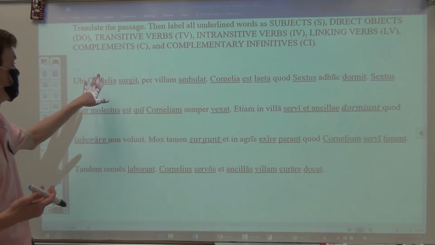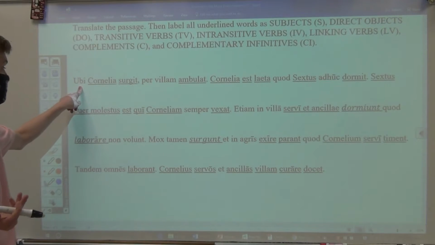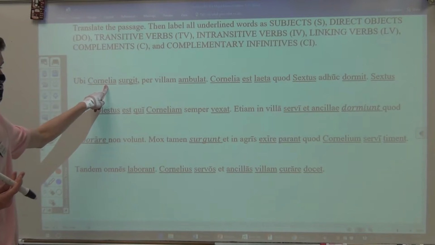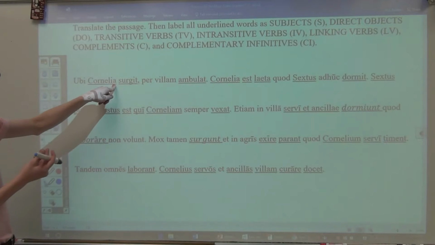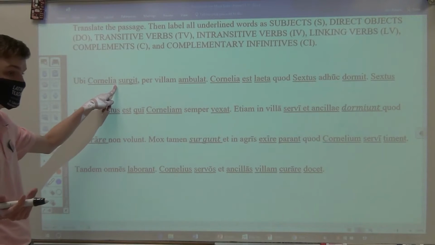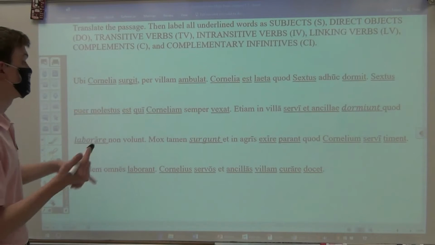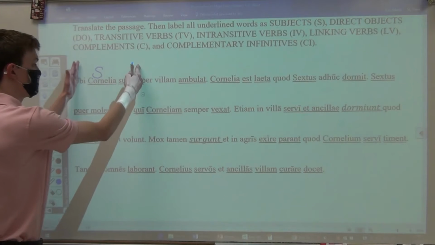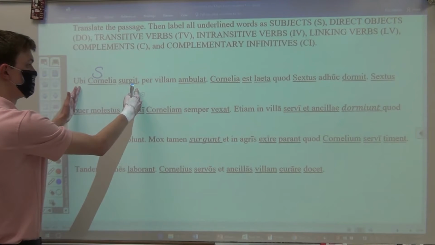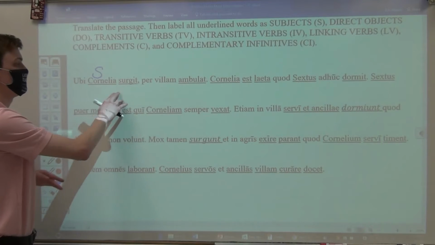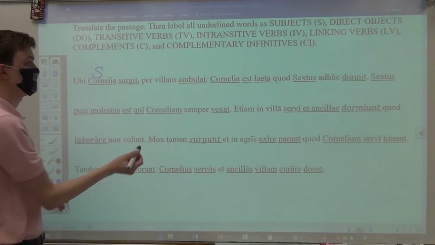So, when Cornelia... what is Cornelia in this sentence? It has our A ending. We know it's feminine. We know it's a first declension noun. So we should know that Cornelia is the subject, especially because this is pretty much the whole thing right here. So what else can it be? Surgit. This is a verb.